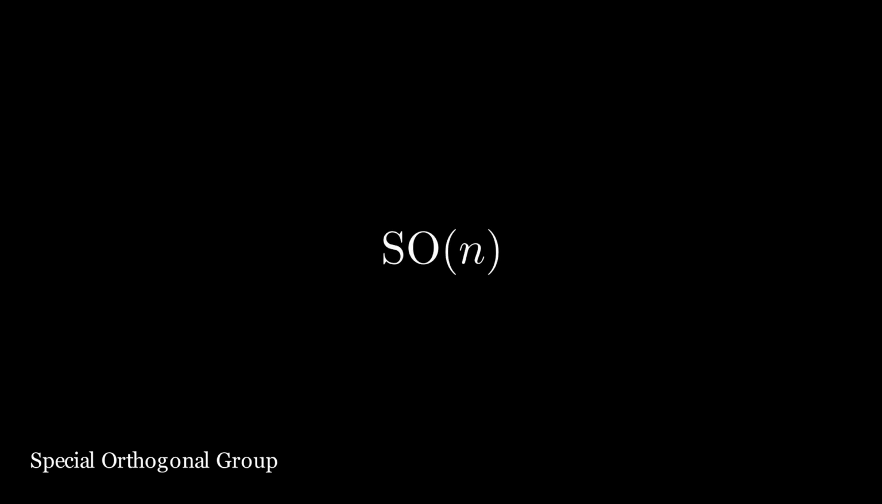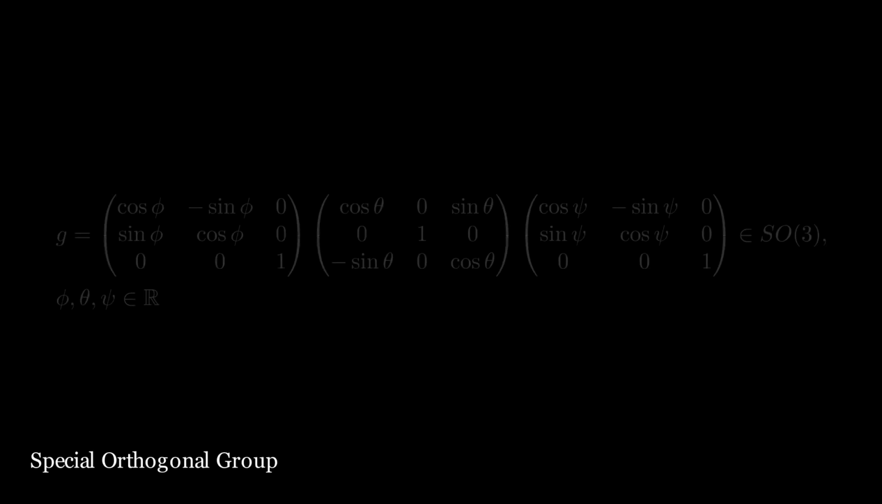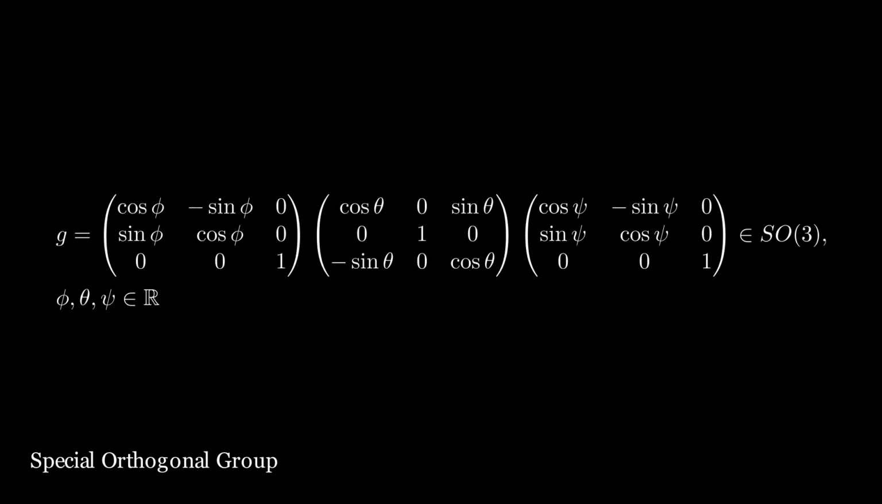SON is called the rotation group or the special orthogonal group. It acts on n-dimensional vectors and represents rotations in spaces, such as the 2-dimensional plane or the 3-dimensional space. SO2 can be expressed, for example, using a real number theta like this. As for SO3, it can be represented, for instance, using 3 real parameters phi, theta, and psi.